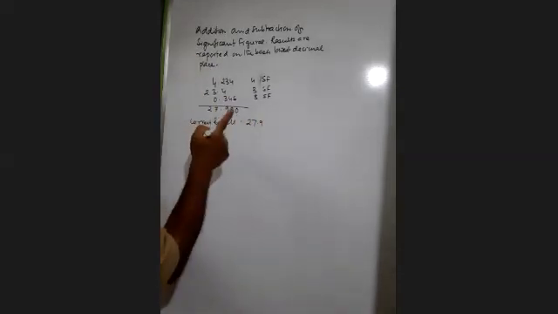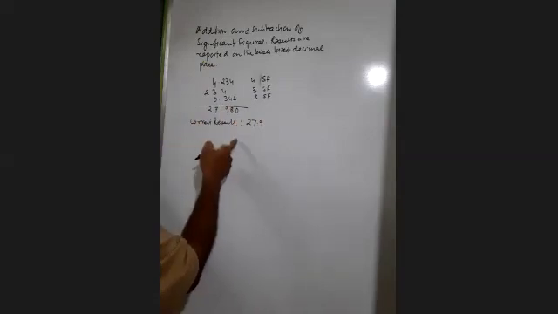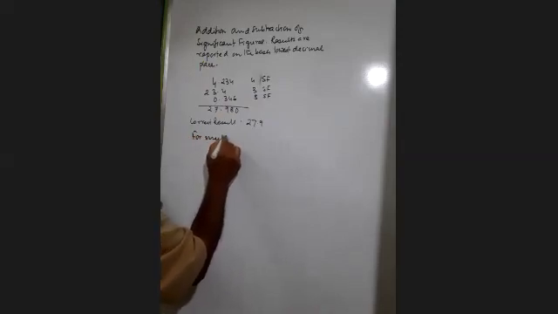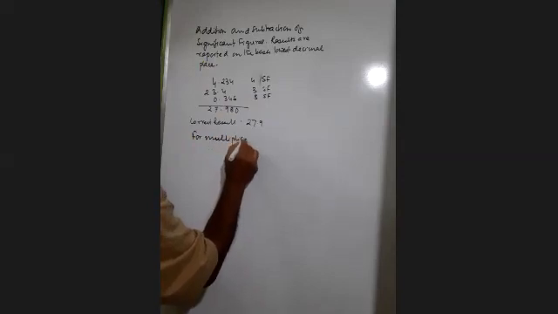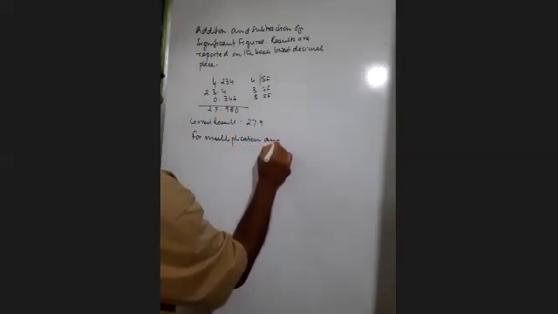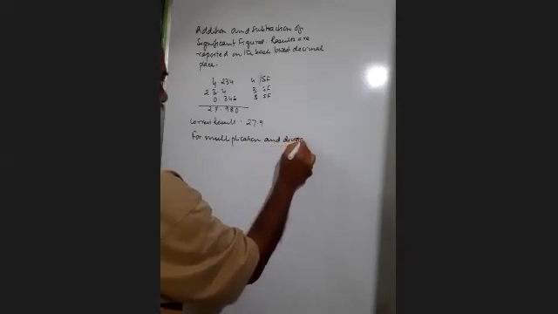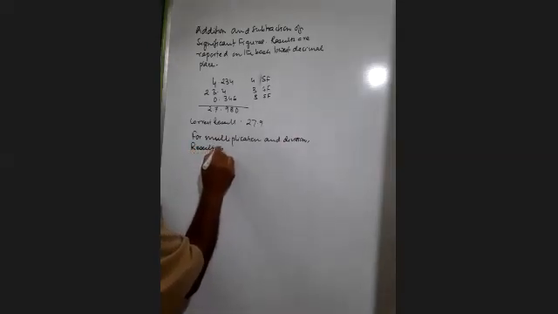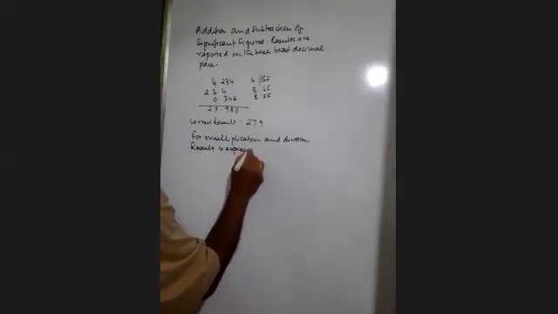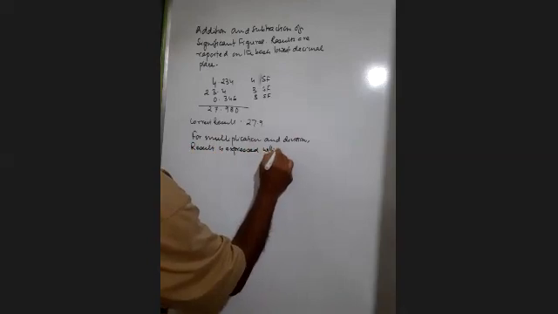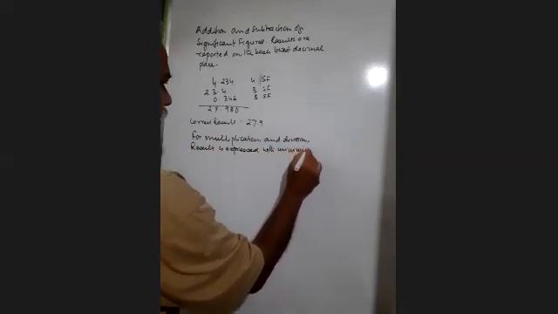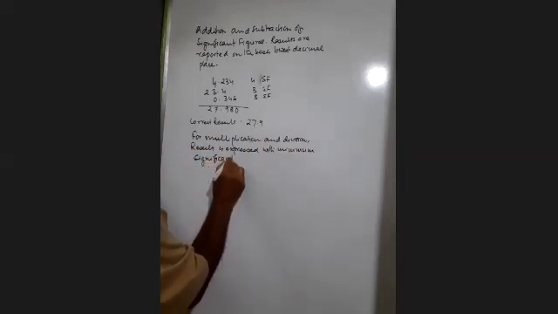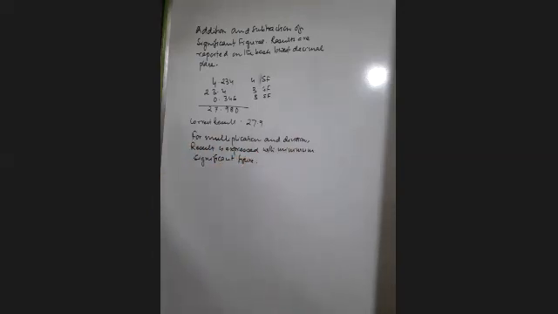Now for multiplication and division, for multiplication and division, the result is expressed with minimum significant figure.